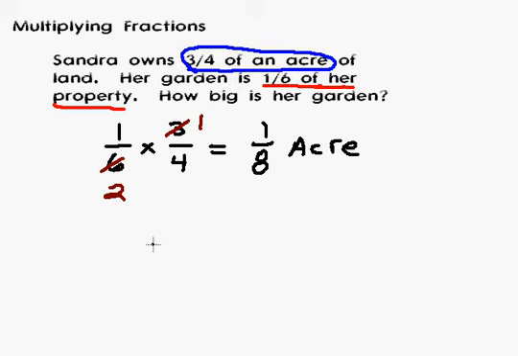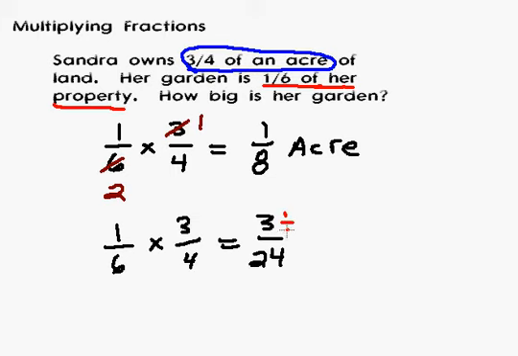Now just to show you, if I hadn't reduced, if I'd done 1/6 times 3/4 and not canceled the 3 and the 6, multiplied straight across first, I would have gotten 3/24. And then I would have had to reduce by 3, and I still would have gotten 1/8. So either way you want to do it, in this case it's not that big of a deal. The numbers aren't that big, so either way would be fine. Alright, let's look at another example.